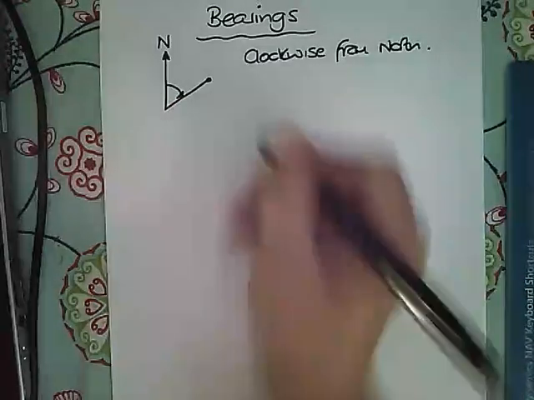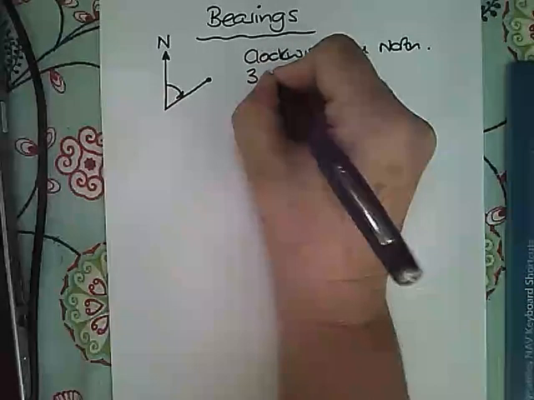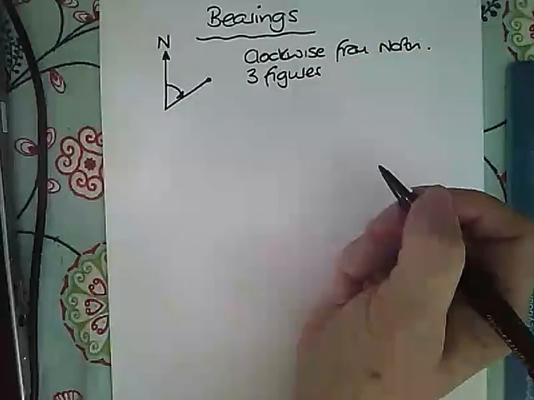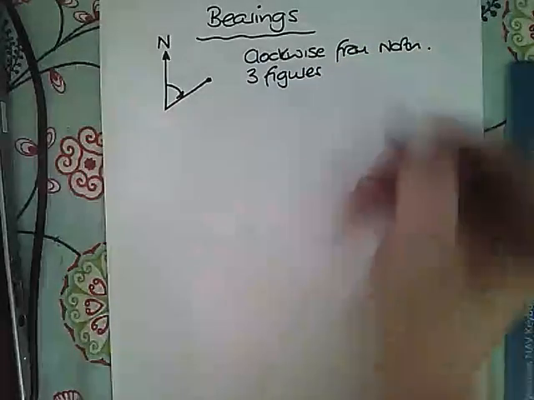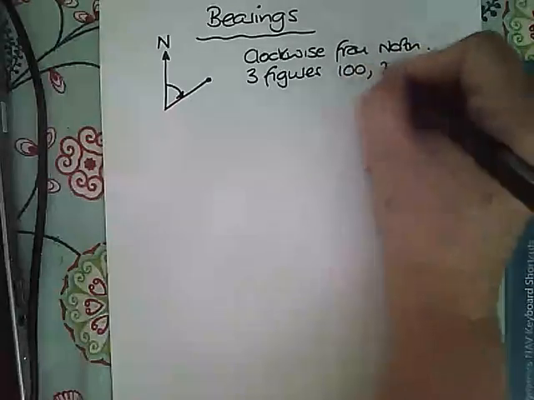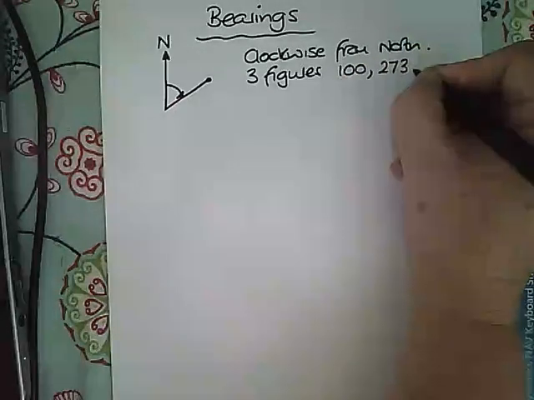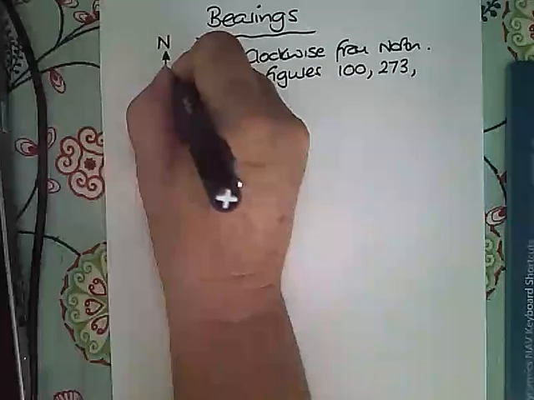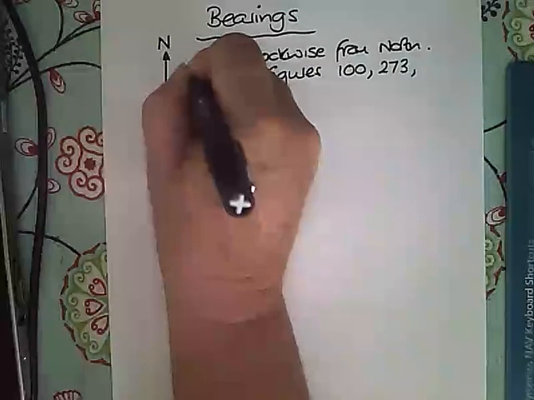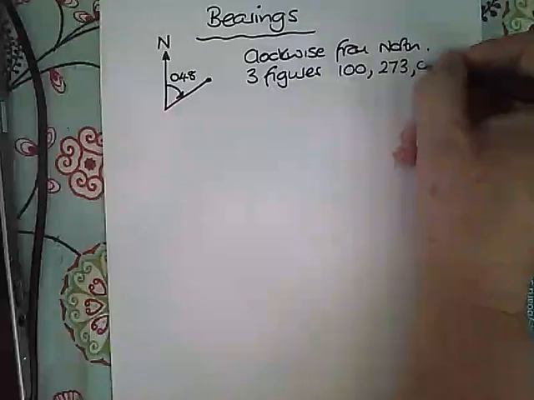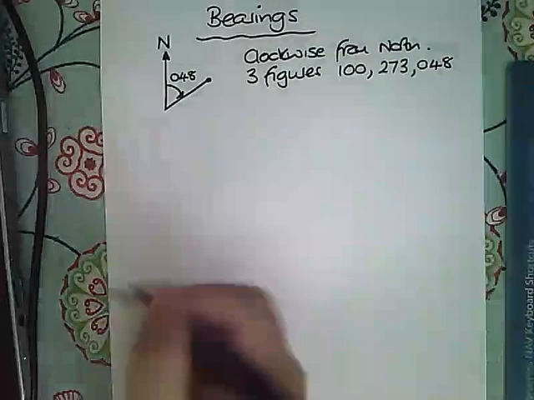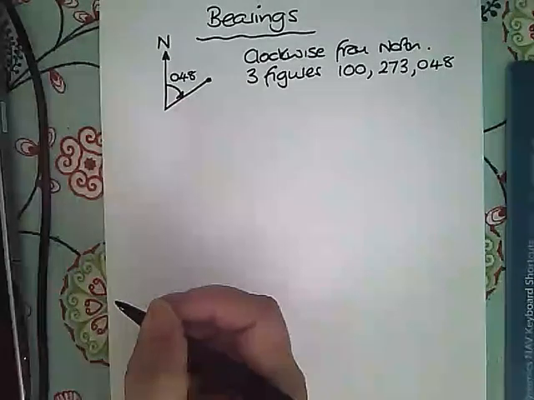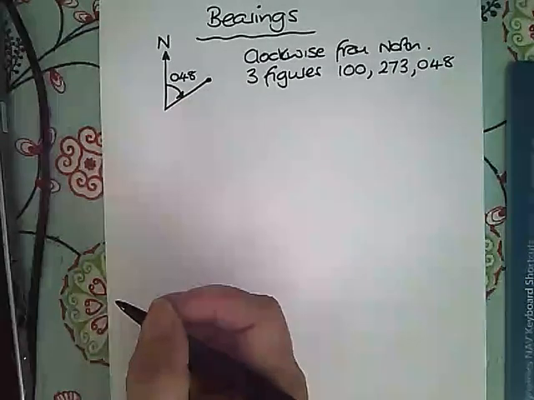A bearing is always three figures, so three numbers, which is fine if you have a 3-digit angle, so 100 degrees or 273 degrees. If you only have a 2-digit angle, so say 48 degrees, then that would be written as 048. So it's always three figures, and the question will ask you to find a bearing of somewhere from somewhere else.